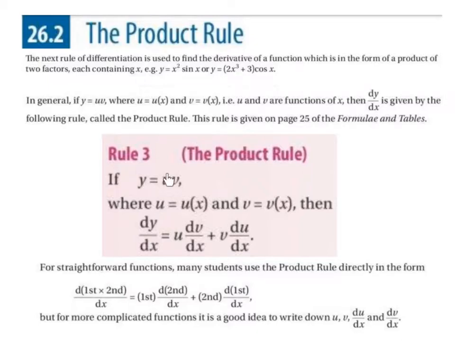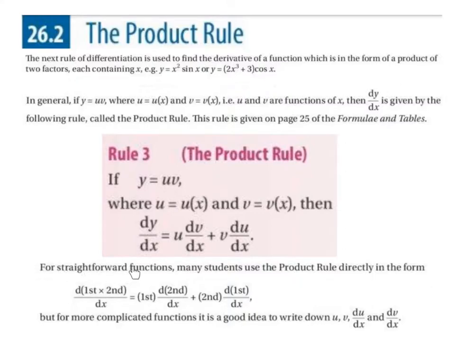If y equals uv, or u multiplied by v, where u is equal to u of x and v is equal to v of x, then dy dx is equal to u dv dx, so u multiplied by dv dx, or the derivative of v, plus v du dx, so v multiplied by the derivative of u.